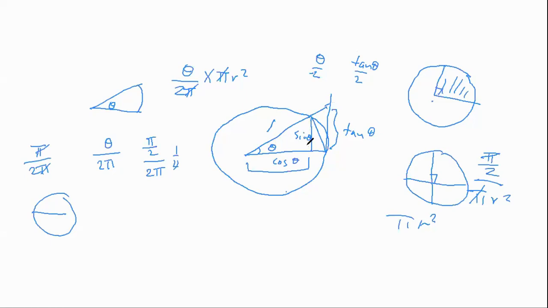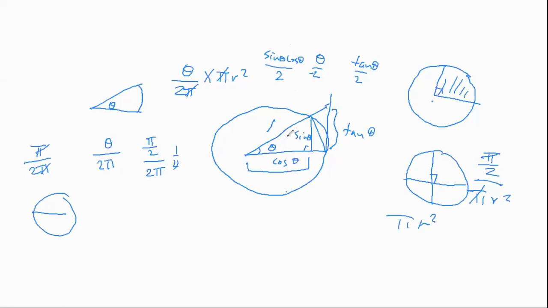This angle is 90 degrees. What's the area of this? The height multiplied by the base divided by 2, right? Right. What is the height? Sine theta. What is the base? Cosine theta. Divided by 2, right? So this will be sine theta cosine theta divided by 2, right?